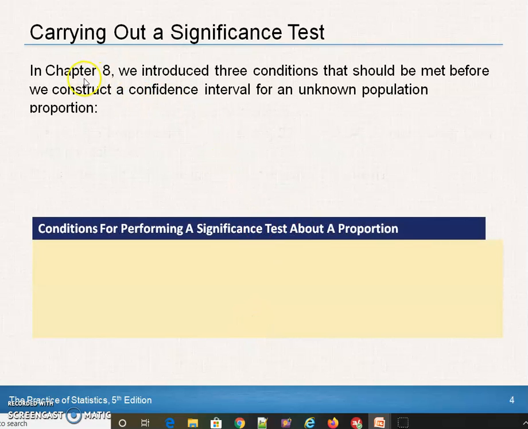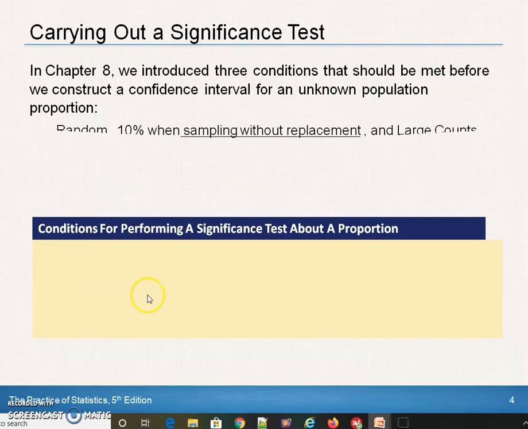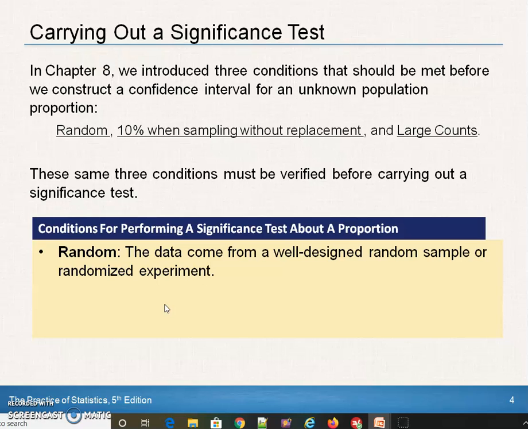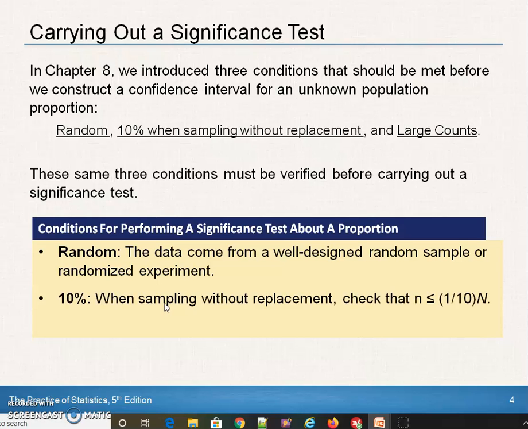Okay, so remember back in Chapter 8 with the confidence intervals, we had 3 conditions. We have to meet those here also: random, 10% when sampling without replacement, and large counts. The random condition is usually defined in the problem. 10%: remember, 10 times your sample size has to be less than the population, or n is less than or equal to 1/10 of the capital N population size. And large counts: both np and nq, where q is 1 minus p sub 0, are at least 10.